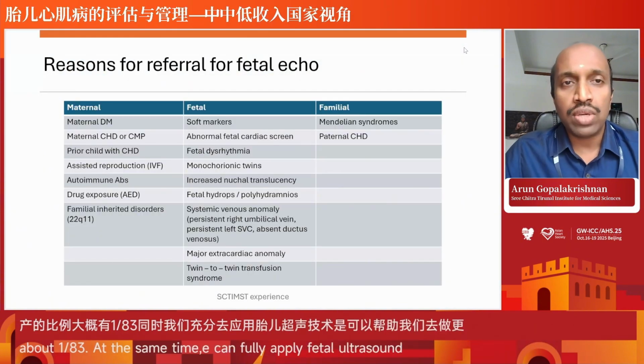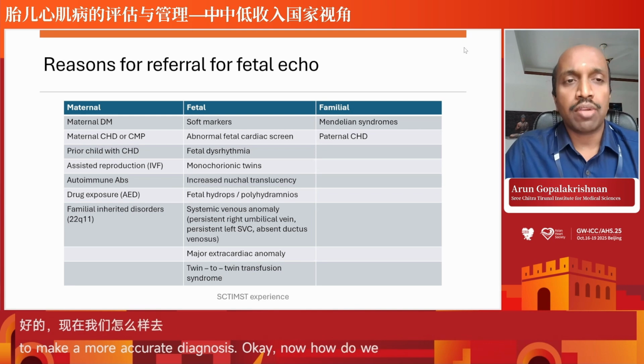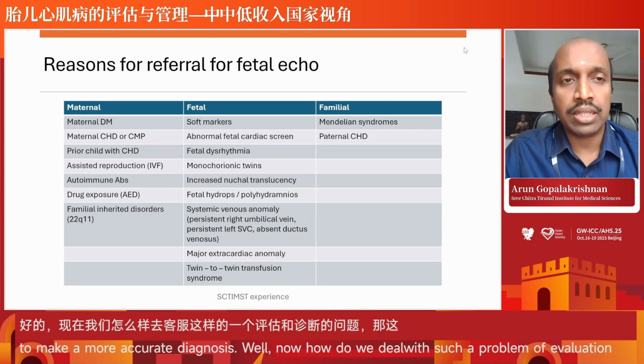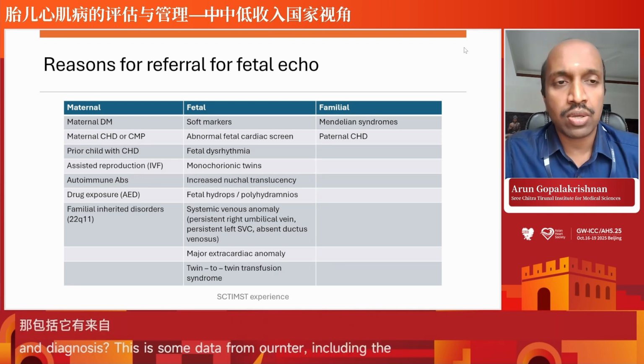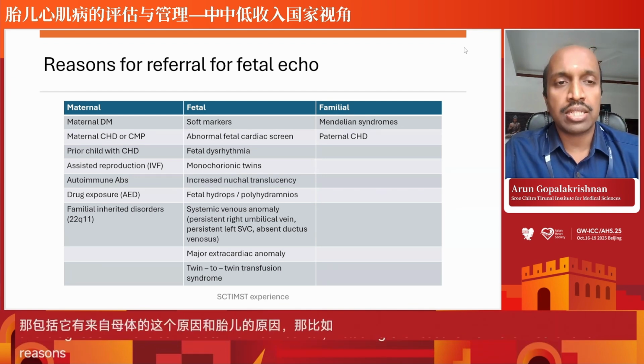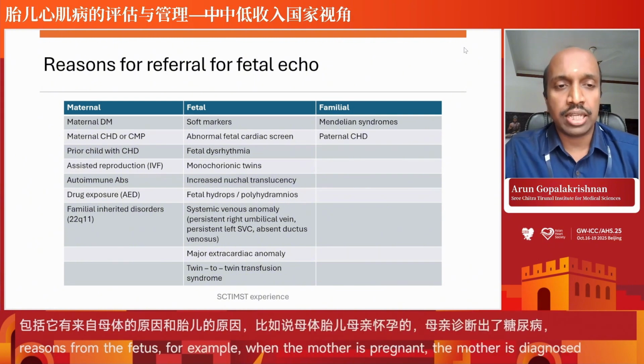Now, how do we come across these babies for evaluation? This is our experience from our center. The most common reference to us is basically maternal indication when the mother is diagnosed with diabetes, or a mother has a congenital heart disease or a cardiomyopathy, or a prior child is diagnosed with congenital heart disease, or the mother is treated for infertility.